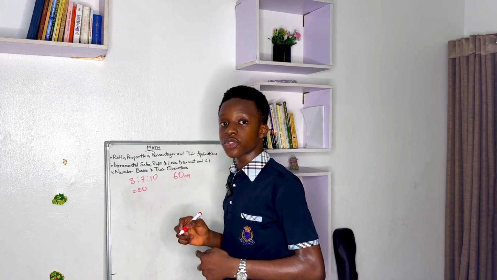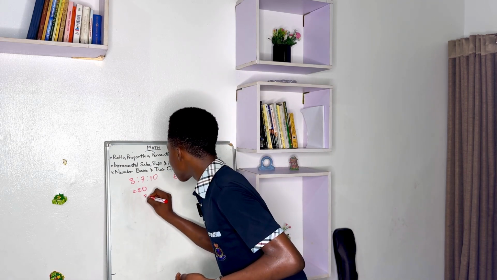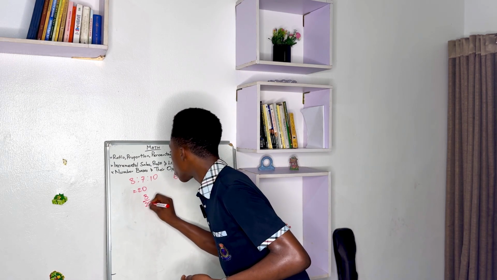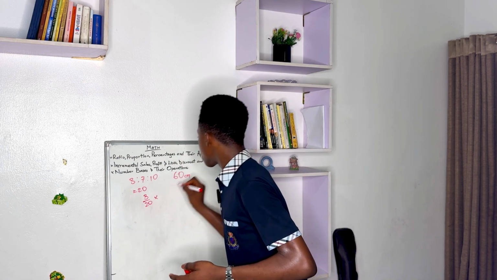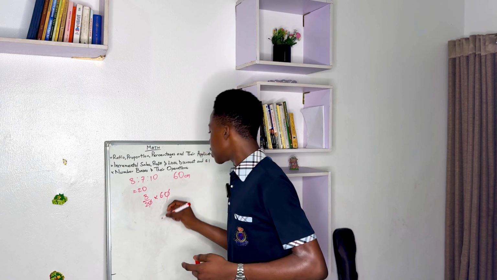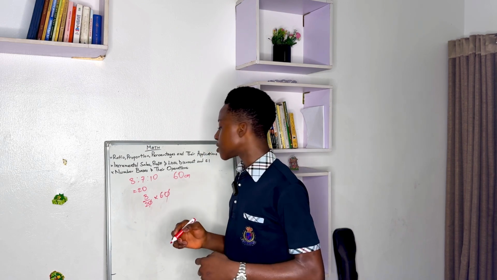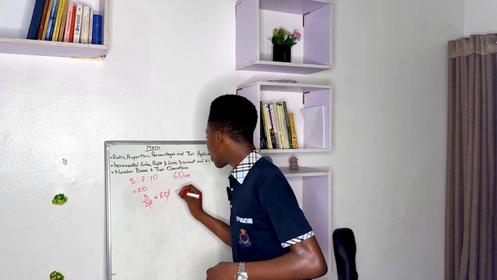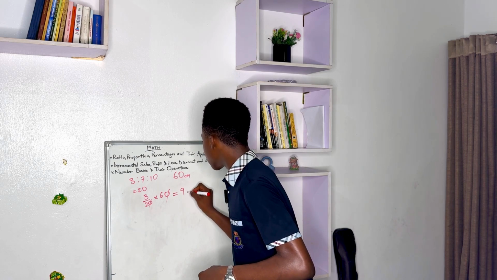For this first person's ratio, which is 3, we're going to write that as a fraction of the total ratio, which is 20. Multiply that by the total quantity you want to share, which is 60. And when you cancel out these zeros, you're left with 3 multiplied by 6, which is 18, and then divide that by 2, that's going to give you 9 centimeters.